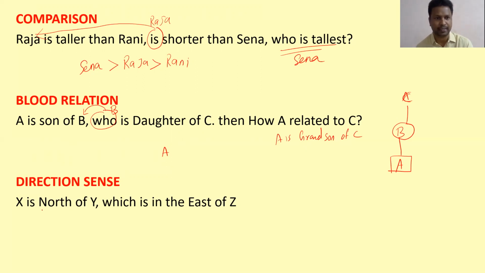Even in direction sense: X is north of Y, which is east of Z. Which represents the nearest element, so Y is east of Z. So this is the arrangement, correct? So who, whose, whom, which represent the nearest element, and "but" or a comma represents the first element. You want to keep that in your mind.